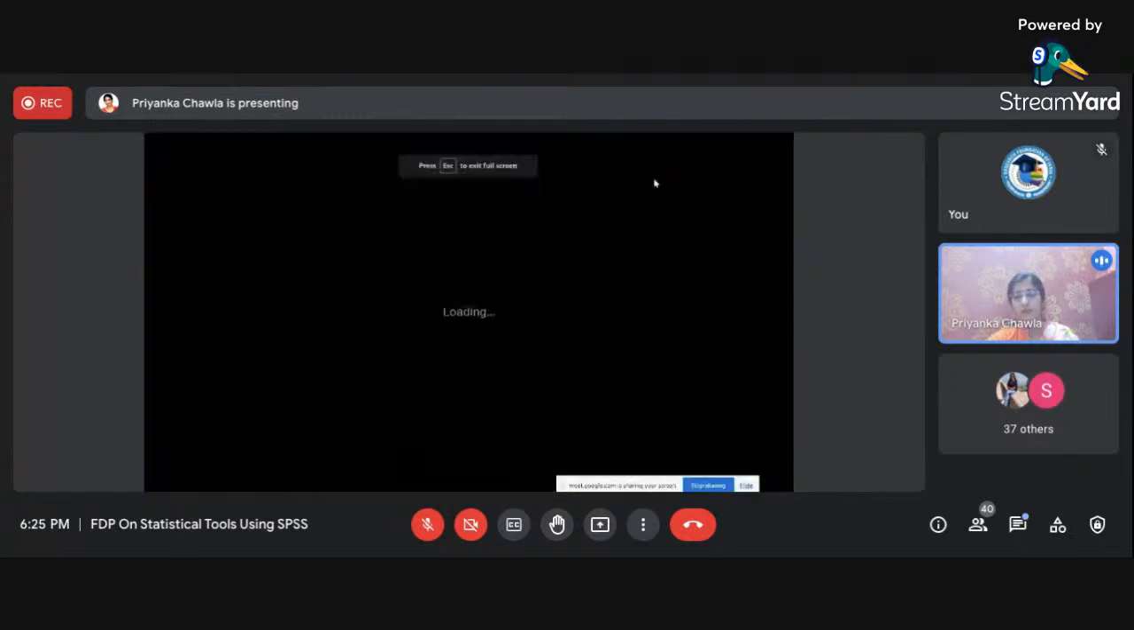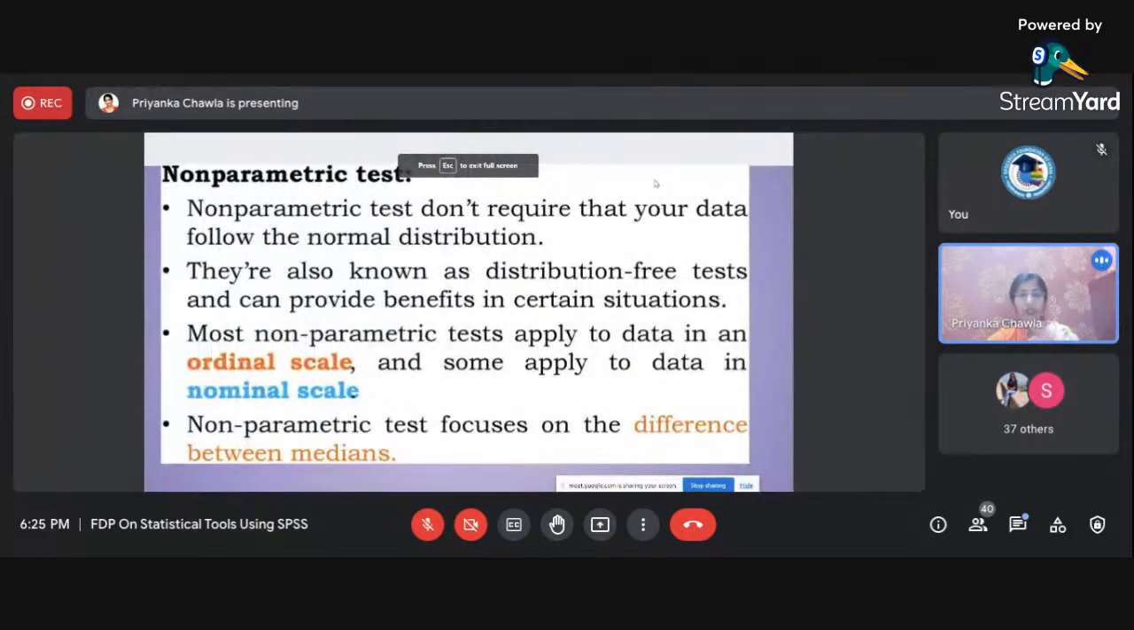So non-parametric test is just the opposite of parametric test. Here also 3 conditions are to be applied. If data is not normal, even after applying log 10 or square root, then we can go for non-parametric test. It is also called distribution free test. It focuses on median differences. Parametric test focuses on mean differences, non-parametric test focuses on median differences. And here it is applied on data of ordinal scale or nominal scale. It does not consider interval scale. Clear?